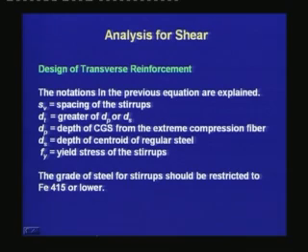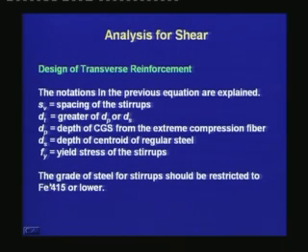that this expression is based on a truss analogy concept, and the angle of inclination of the cracks is considered to be 45 degrees. The notations in the previous equation are as follows. Sv is the spacing of the stirrups, dt is greater of dp or ds, where dp is the depth of CGS from the extreme compression fiber and ds is the depth of centroid of regular steel. Fy is the yield stress of the stirrups, which is reduced to 0.87 Fy.